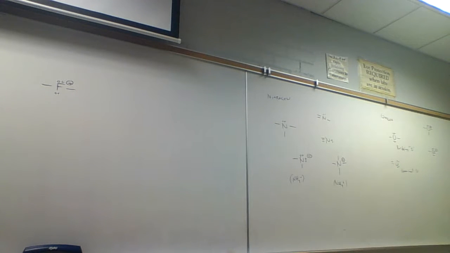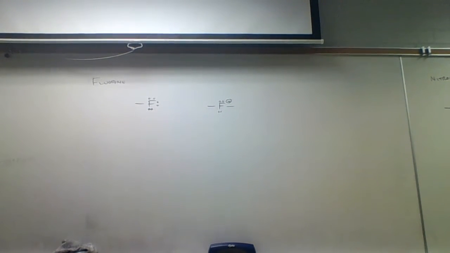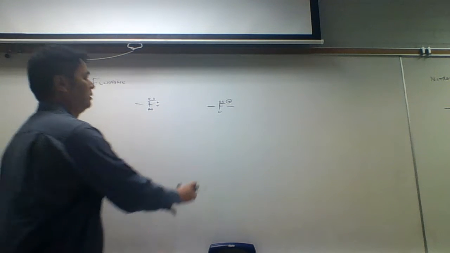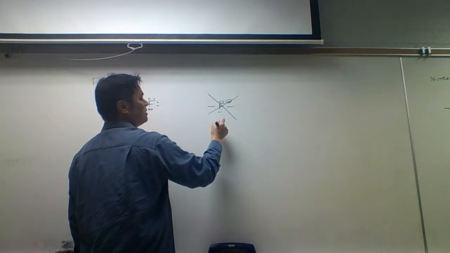And fluorine being the most electronegative species, electronegativity is the ability to attract electrons, whereas electron affinity is the ability to attract electrons and to hold on to them. And so we'll never see anything like this, etc.